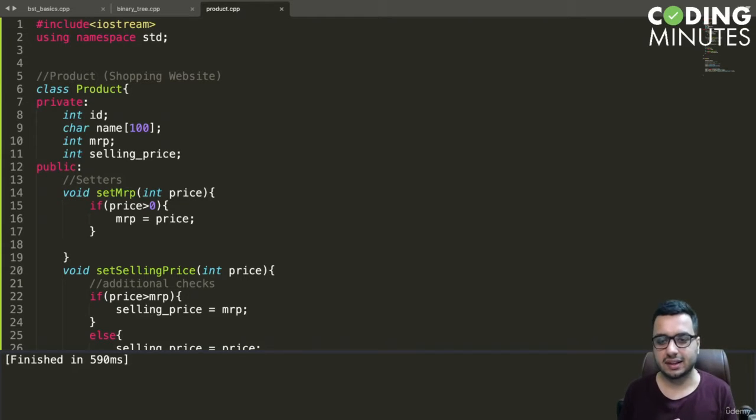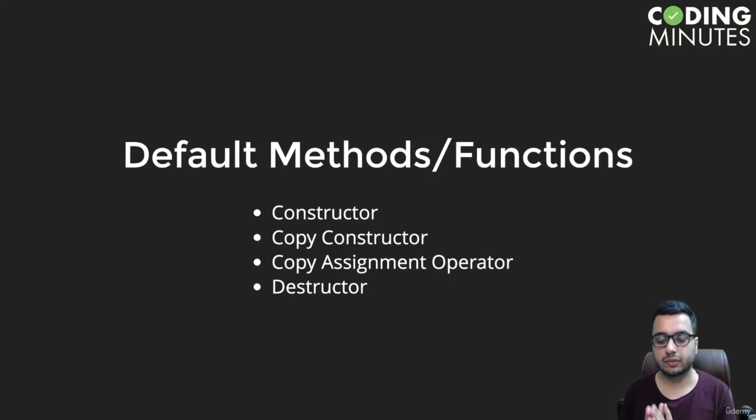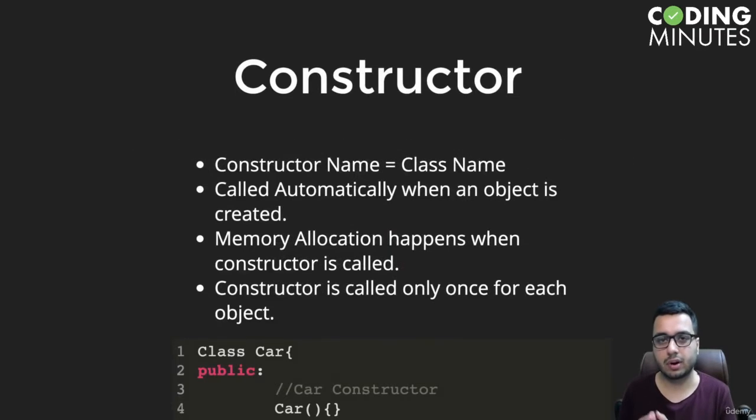Hi everyone. In this lecture, we are going to talk about a few default methods which are present by default in every class. One of these methods is the constructor, and there is also a copy constructor, a copy assignment operator, and a destructor. We will talk about all of them one by one, and for this video, we will focus on the constructor only. We'll talk about what this method is, why it is helpful, and how we can use or modify it.